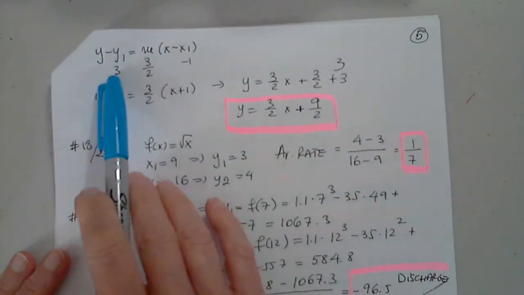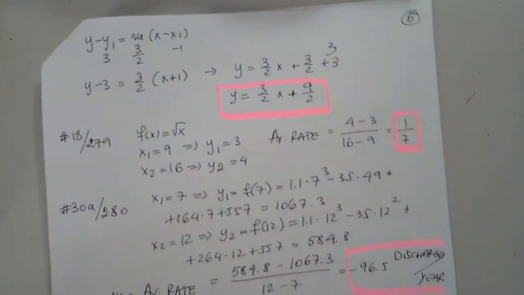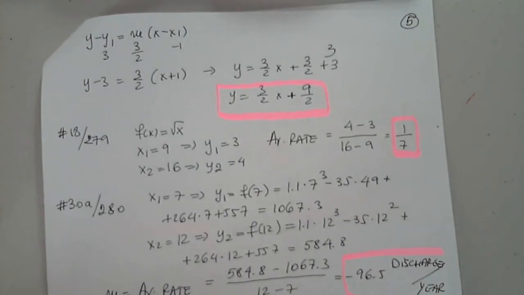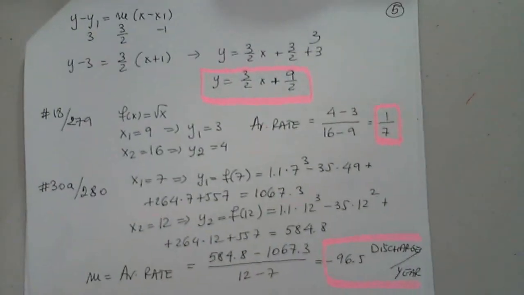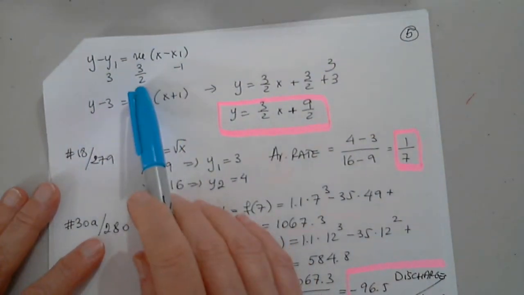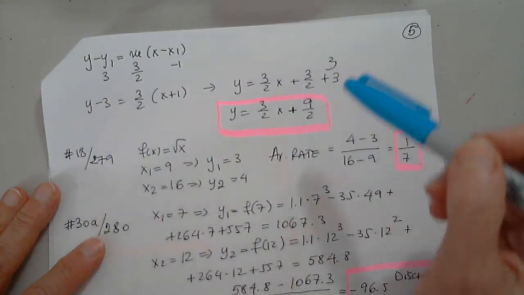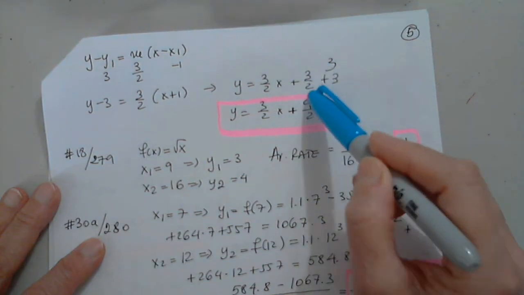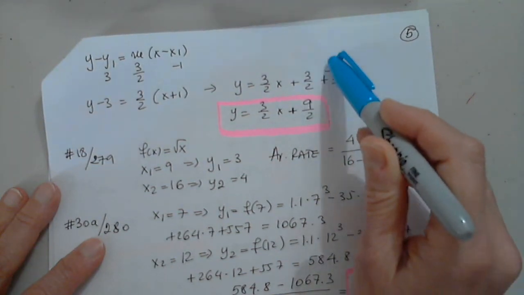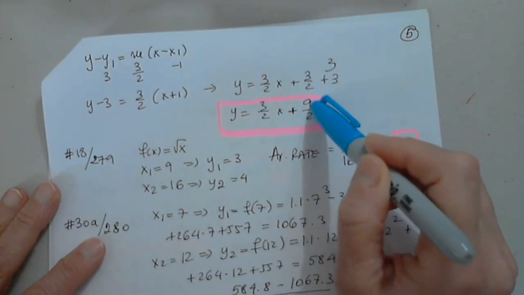So then I wrote y minus 3 equals 3/2 times x minus, the point was, one more time, negative 1, 3. Negative 1, 3, and 3/2. I distributed and also added 3. I need the least common denominator, which is 2. I need to multiply the top by 2. 2 times 3 is 6, plus 3 is 9, 9/2.